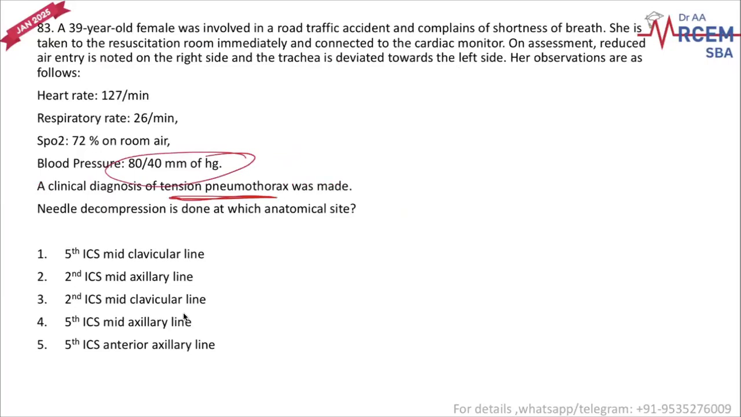It is very easy and straightforward. So which anatomical site will you be choosing? It is the fifth intercostal space, mid-axillary line. So everyone, fifth intercostal space, mid-axillary line, not anterior axillary line. It's the mid-axillary line, just anterior to the mid-axillary line. So this is the right option. Sorry, the fourth option, that is the fifth intercostal space, mid-axillary line, is the right answer.